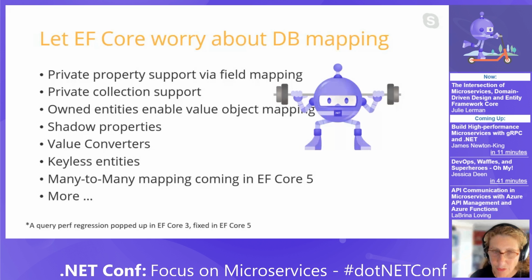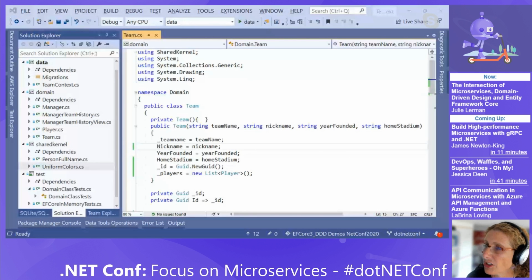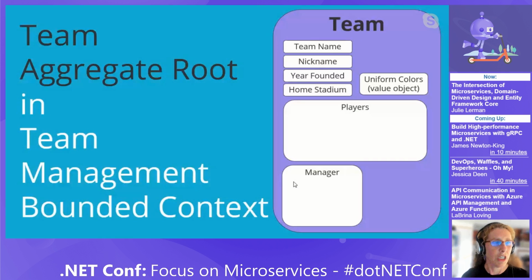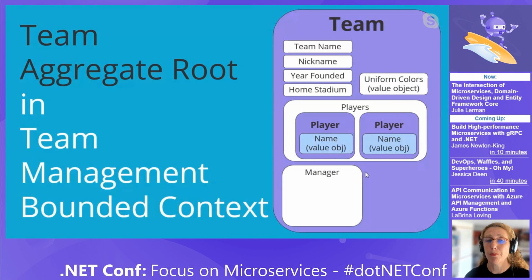So flip over here to Visual Studio. All right, so, just so you know what I'm working with, the aggregate root that I have is about team management. So I have a team management bounded context, and my aggregate is about managing the team. So I have a team entity, has a bunch of properties, team name, nickname, the year founded, home stadium. So those are just scalar properties. Then I have a value object called uniform colors. And then I have a collection of players.